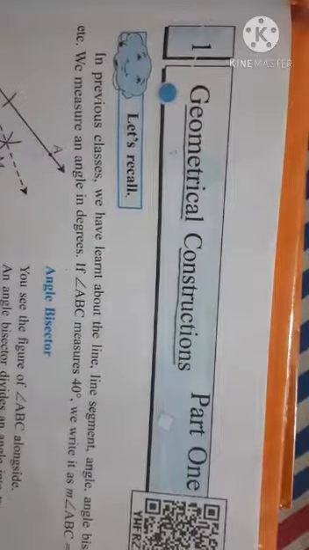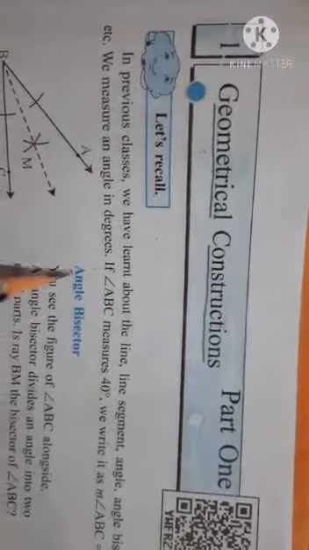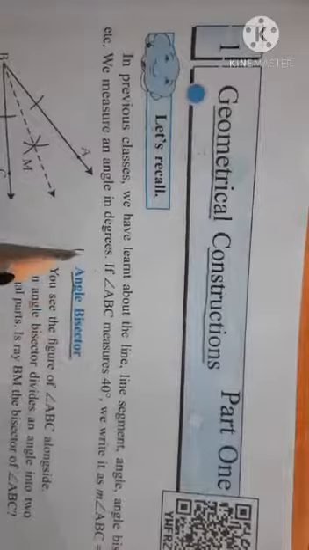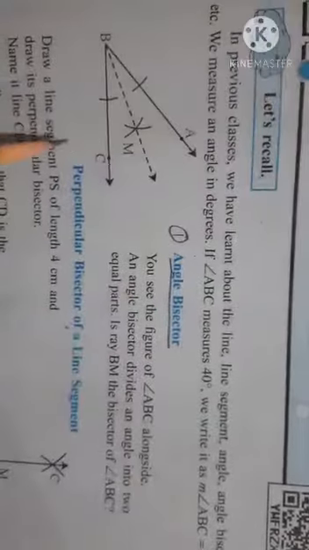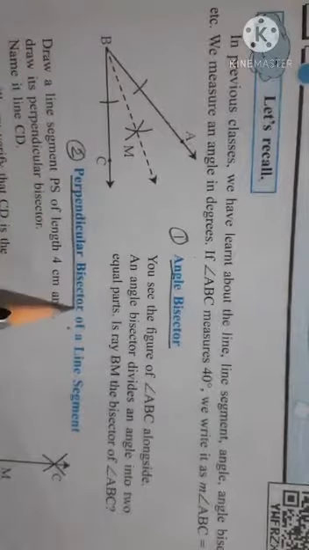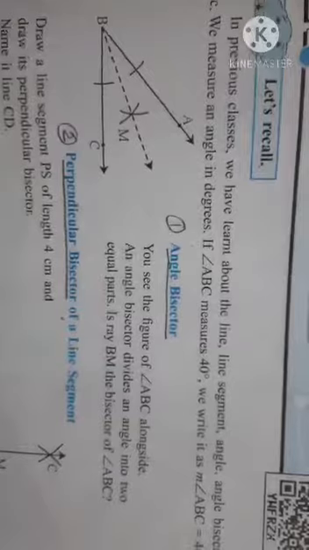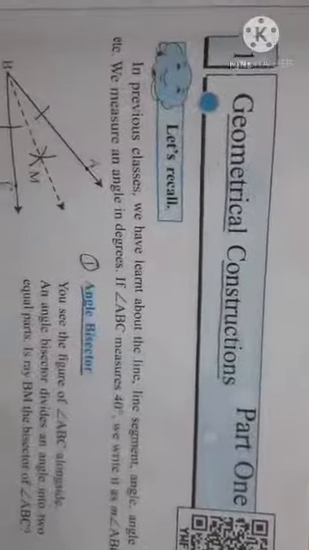So in let's recall they have given two things. The first thing is angle bisector, and the second thing we are going to learn is perpendicular bisector. I think you have learnt both of these in last year, angle bisector and perpendicular bisector. First we'll focus on the first thing, that is angle bisector.